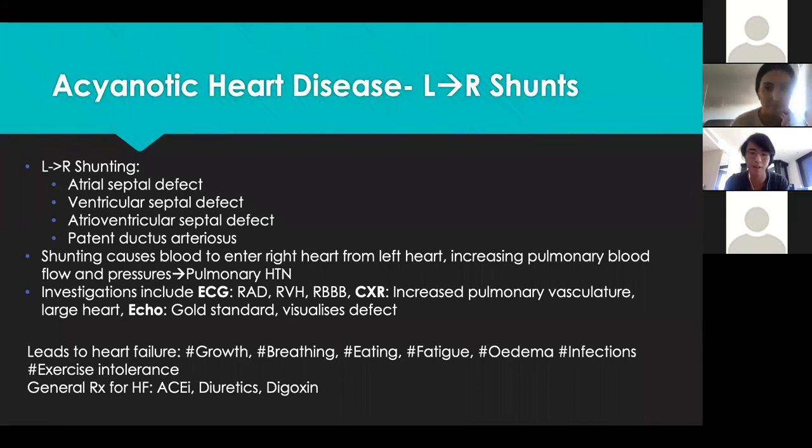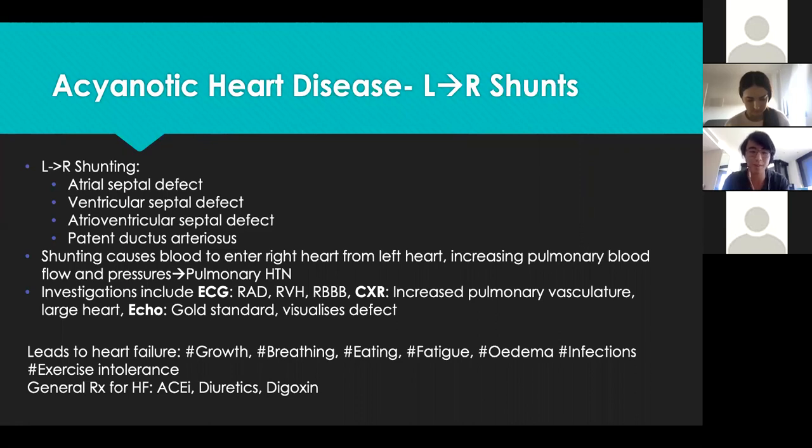It's going to cause pulmonary hypertension. And when you do your typical heart investigations, like your ECG, your chest X-ray, and your echocardiogram, you'll notice right heart strain findings. So, you know, like your axis deviations, your hypertrophy, your increased pulmonary vasculature. And for most of these, the echo is the gold standard because you can actually just see the hole in the heart and the flow.